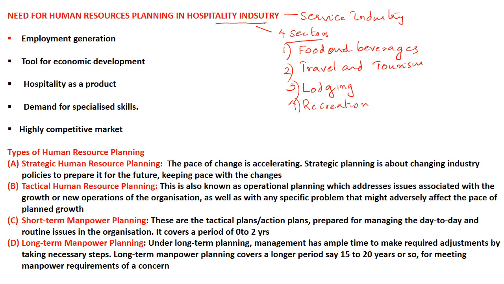Next, short-term human resource planning. That is the plan only for 0 to 2 years. So that is coming under short-term manpower planning. And long-term manpower planning means we are predicting or foreseeing the human resource needs for a period of 15 to 20 years. Okay, so that is long-term manpower planning. So these are the four types of human resource planning.